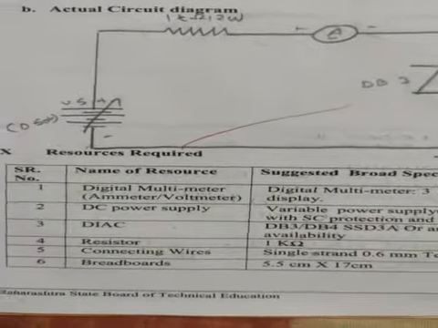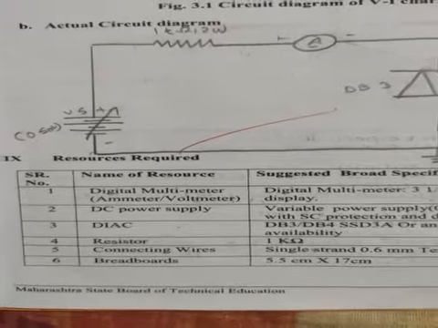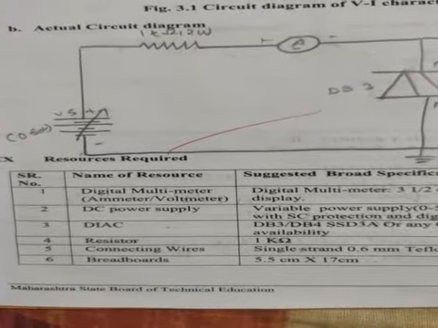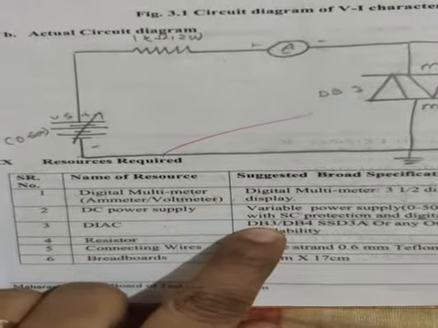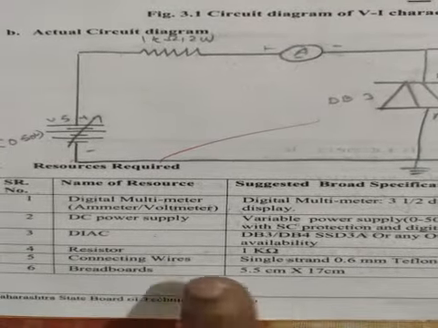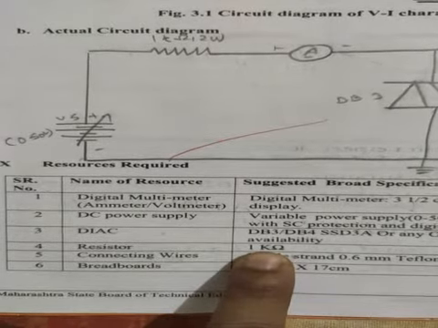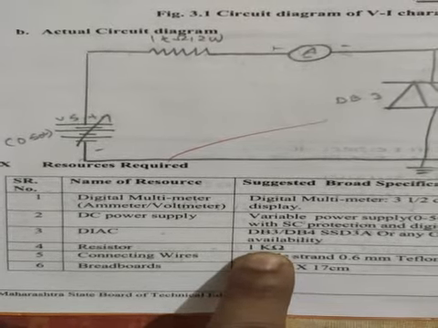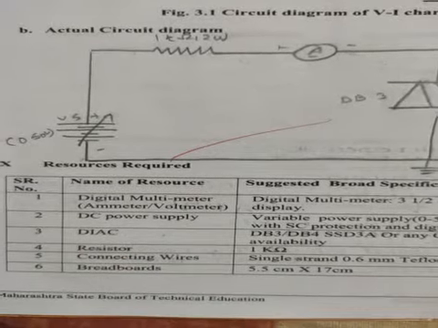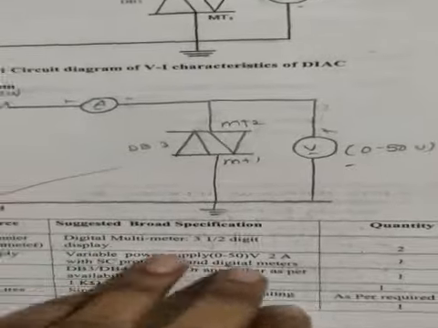Then these are the resources used: digital multimeter, DC power supply, DIAC. We are using DB3 type of DIAC. Then the resistor, we are using a 10 watt resistor. The wattage of the resistor is 10 watt. Then connecting wires and breadboards.